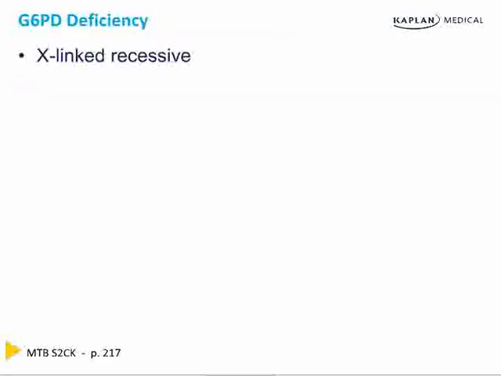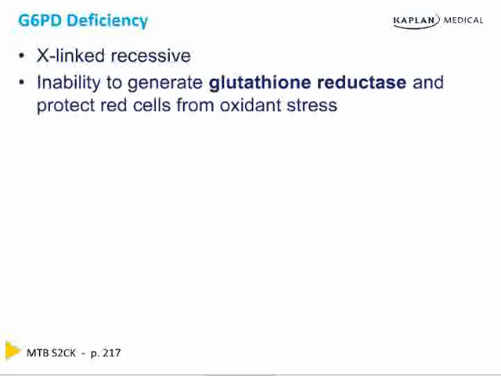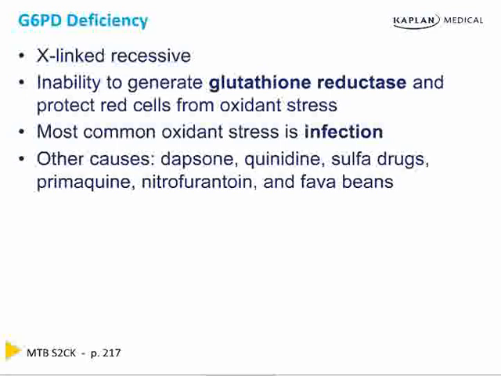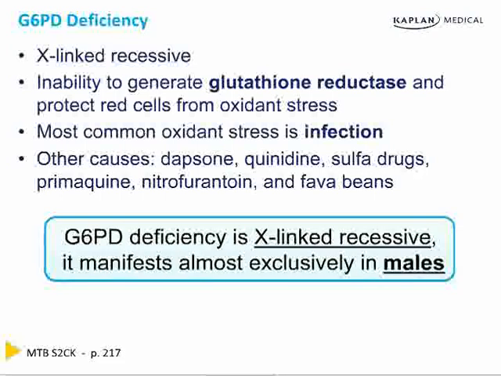Glucose-6-phosphate dehydrogenase deficiency is an X-linked recessive disorder. G6PD is necessary to generate glutathione reductase to protect red cells from oxidant stress. There's all sorts of stresses that come into the body. The infection is the most common one. So the most common cause of oxidant stress is infection, not drugs like dapsone, the pneumocystis drug, quinidine, sulfa drugs, not primaquine, the malaria drug. It's for Vivax and Ovale malaria. Nitrofurantoin, which is a urinary tract antibiotic. Fava beans, no.